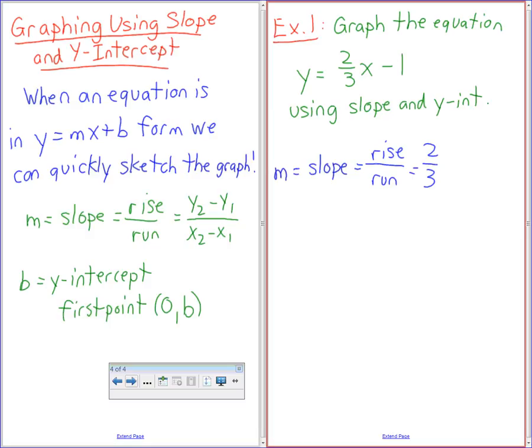Now I'm going to make you write that out for now because it really helps you understand to write it out as rise over run. Because then you can see fractions are okay when it comes to slope. A fraction isn't something to be afraid of here.